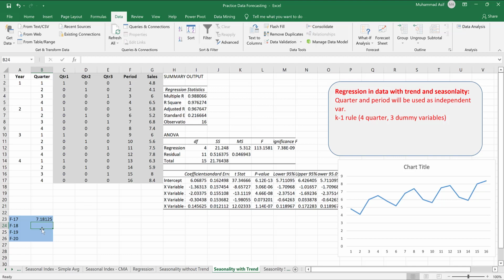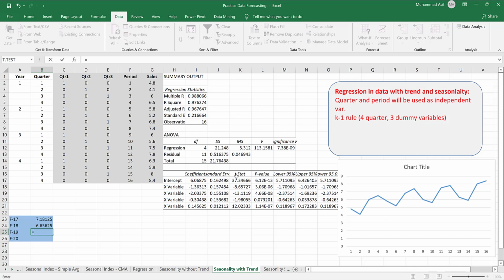And similarly, when we do it for 18, it's equal to intercept plus slope. No, this is Q2. F18 will be representing Q2, so we choose this one, and that will be multiplied by 1, and Q1 and Q3 will be multiplied by 0, so we are not going to mention them, plus this last slope that represents period, and that will be multiplied by 18, and that is 6.65.